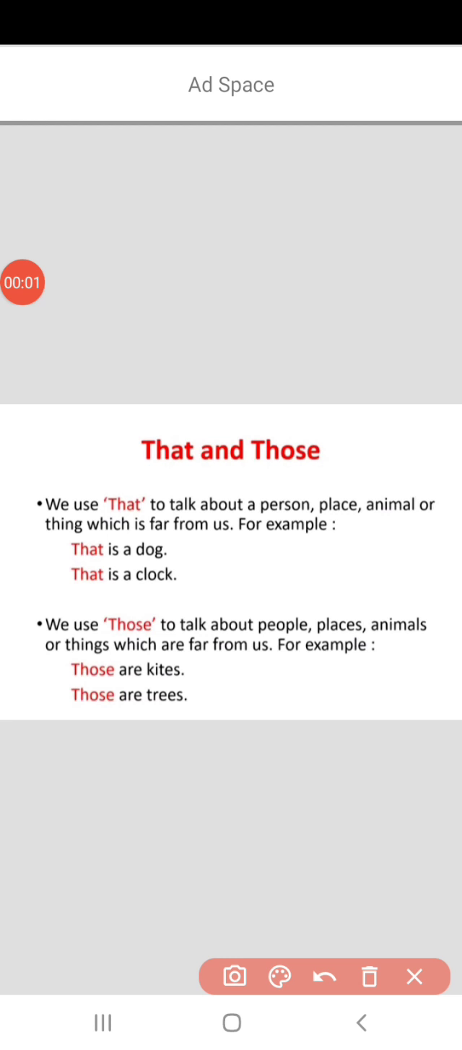That and those. We use that to talk about a person, place, animal or thing which is far from us. For example, that is a dog and that is a clock. We use those to talk about people, places, animals or things which are far from us. For example, those are kites, those are trees. Let's understand it through some examples.